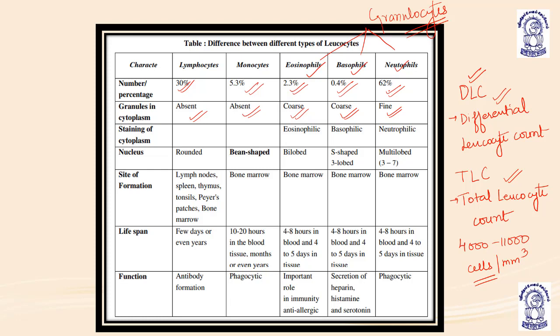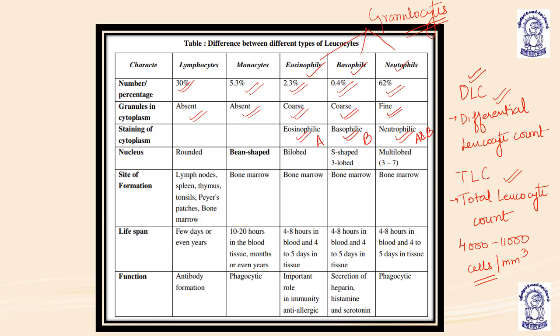Now coming to the next, staining of cytoplasm. Eosinophils are eosinophilic, meaning acidic stain. Basophils, basophilic, meaning basic stain, and neutrophils, neutrophilic, meaning towards neutral. So neutrophils basically show neutrophilic nature, meaning they are stained by both acidic and basic stains. Understood?